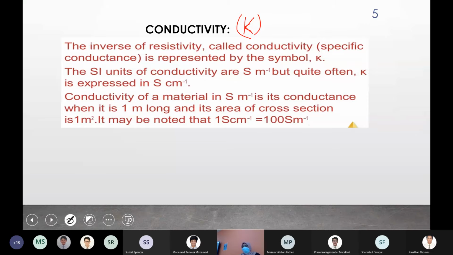So it is 1 by rho, that is conductivity, and it is usually expressed in Siemens meter inverse or Siemens centimeter inverse. That's the only thing you need to write: what it is and its unit.